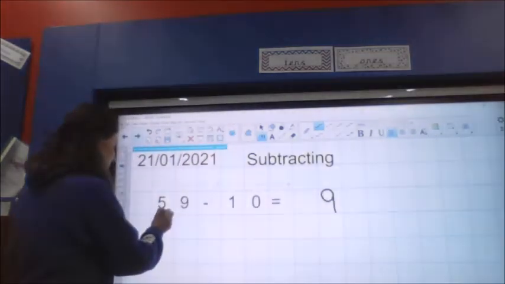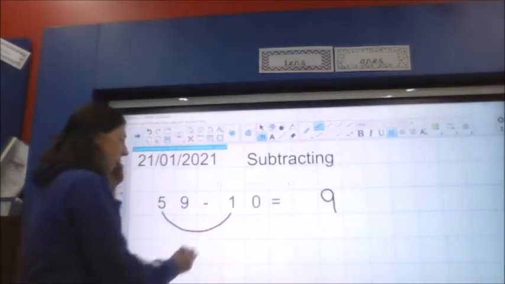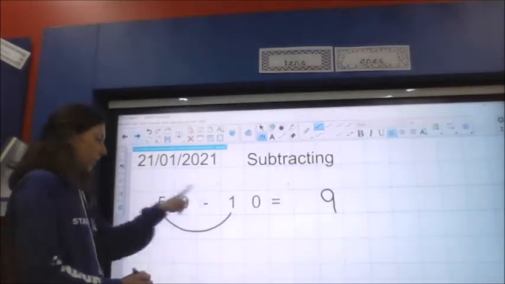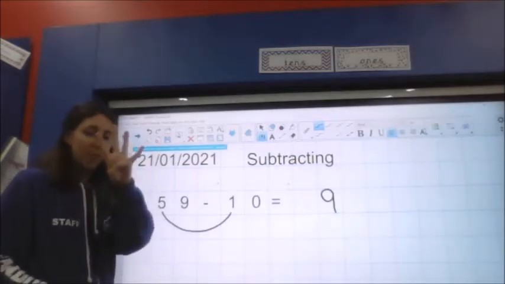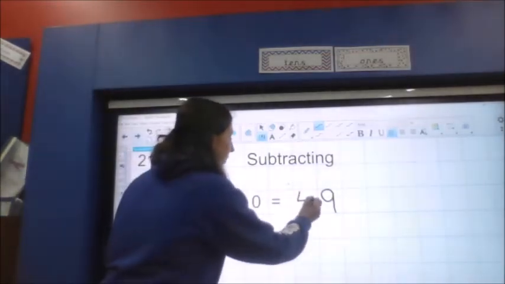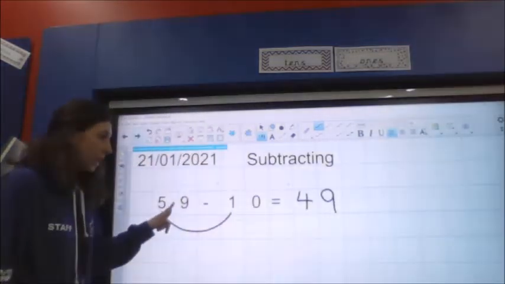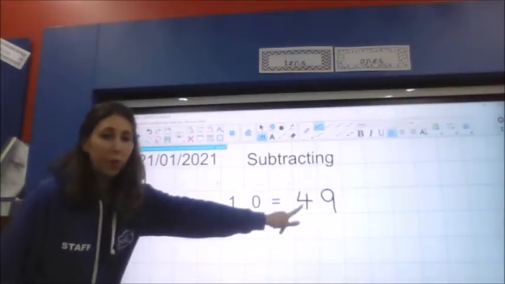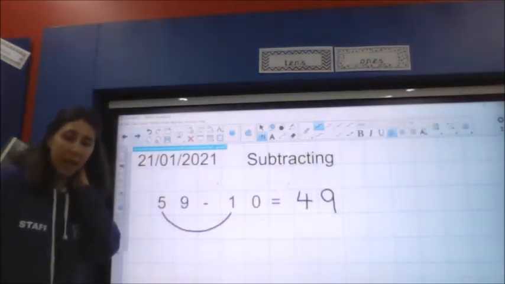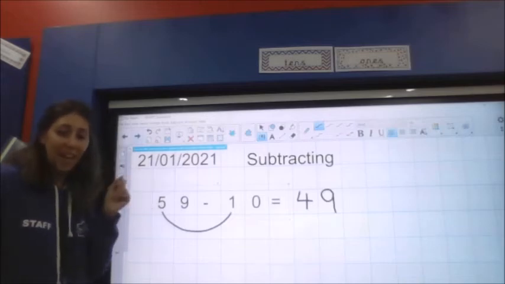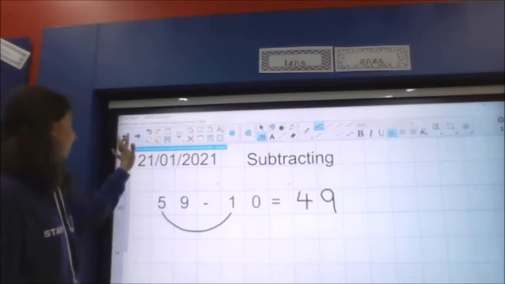So I can keep my 9 ones the same. So all I've got to do is 5 tens take away 1 ten. 5 take away 1 is 4, isn't it? So I would have 4 tens. 59, count back 10, 49. My ones have stayed the same. It's only my tens that have changed.